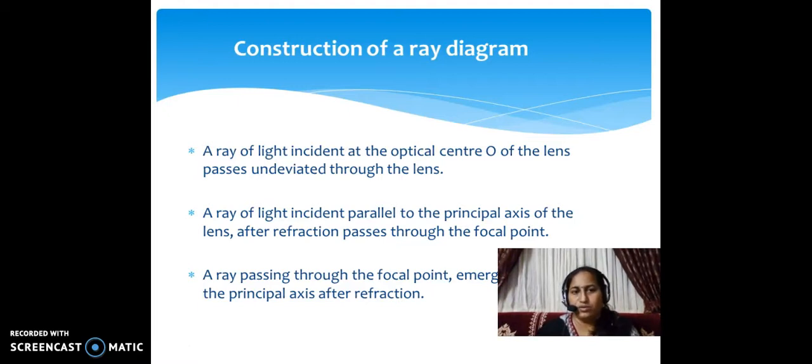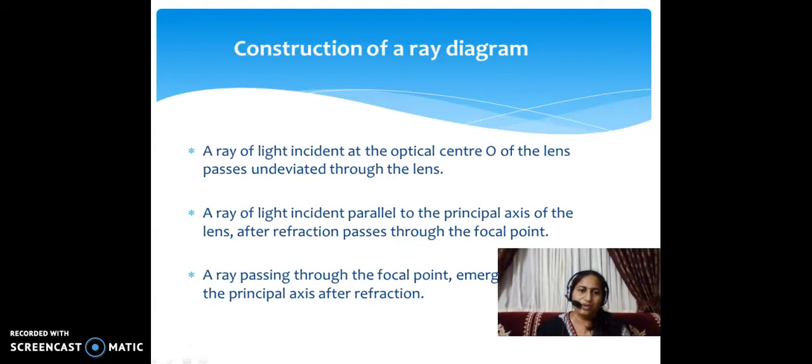Here come the three rules for the construction of a ray diagram. First, the ray which is passing through the optic center emerges out without any deviation. It passes through undeviated when it enters the lens through the optic center.